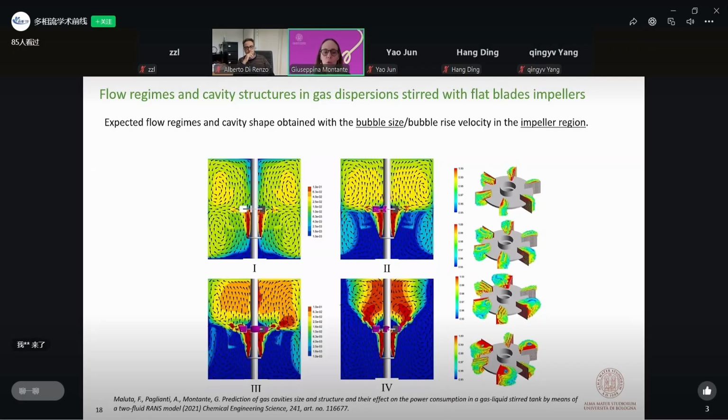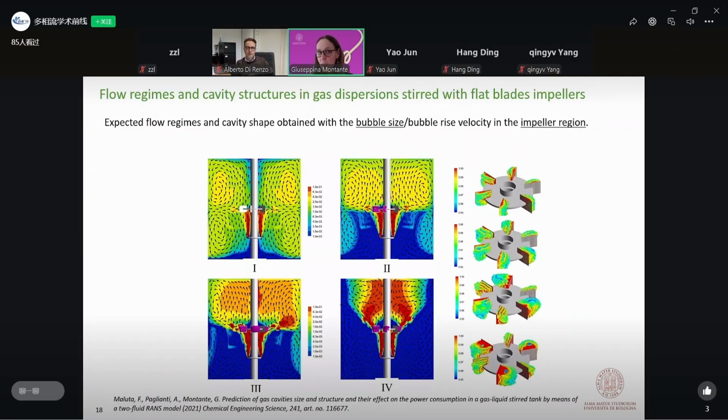We don't want to go directly from coupling the two-fluid model with the population balance model, because the fluid dynamics inside the gas-liquid reactors is very complex. We know that we have a cavity on the rear of the blades, depending on the shape of the blades, particularly when we have flat blades. This effect is very important, and we need to take into account this effect.